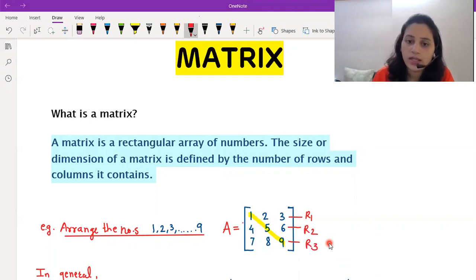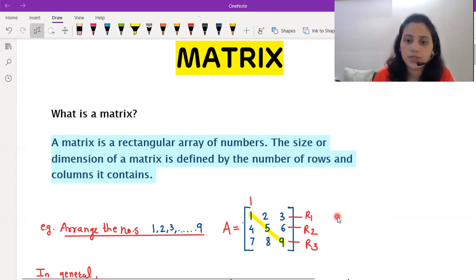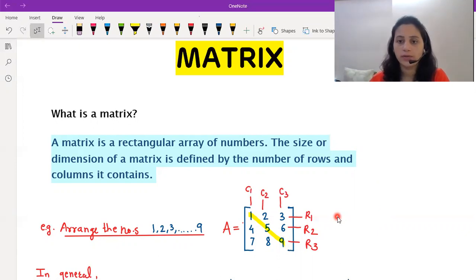Okay. Now, what about columns? The arrangement of the numbers in a vertical manner. So, 1, 4, 7. This is my first column. 2, 5, 8. This is my second column. 3, 6, 9. This is my third column. Okay. So, just as I mention here, C1. This is C2, that is the second column. And C3. This is my third column.